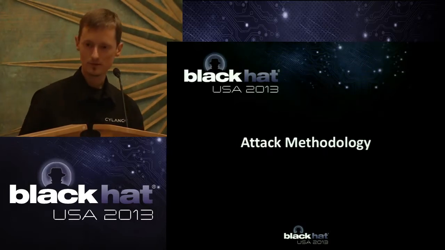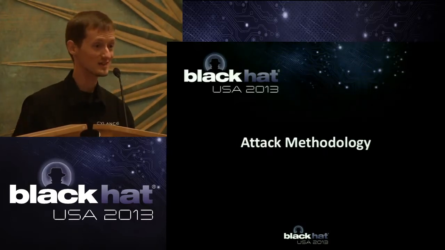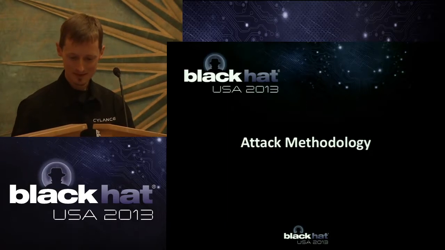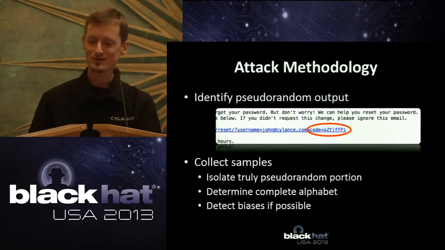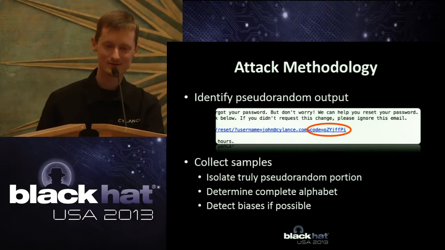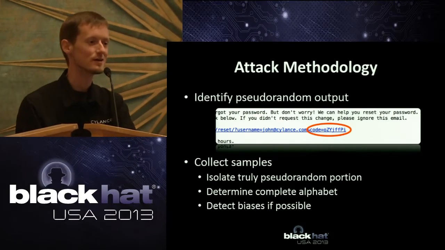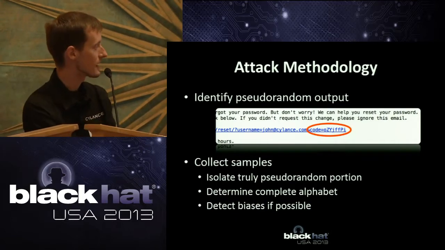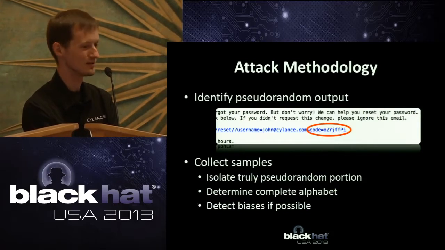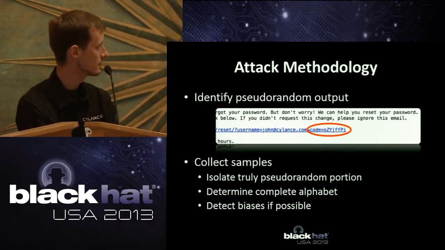All right, so now what we've all been waiting for is actually attacking stuff. We got a four-step plan to help you attack pseudorandomness in these applications. Step 1, find an application. Find some pseudorandom behavior to attack in it. In the screenshot, we're getting a URL that contains some kind of pseudorandom-looking code.